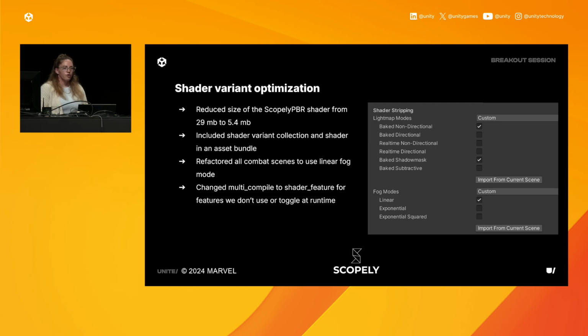So a lot of those features in the lit and complex lit shaders are implemented using multi-compile shader directives, which generate a large number of variants. We don't toggle any of these features at runtime, and for the features that we don't use, we don't need to include these variants in build. So we changed a lot of the multi-compile shader directives to shader feature shader directives. So this prevented all of those unused variants from being included in build and just included the specific variants that we specified in the shader variant collection.